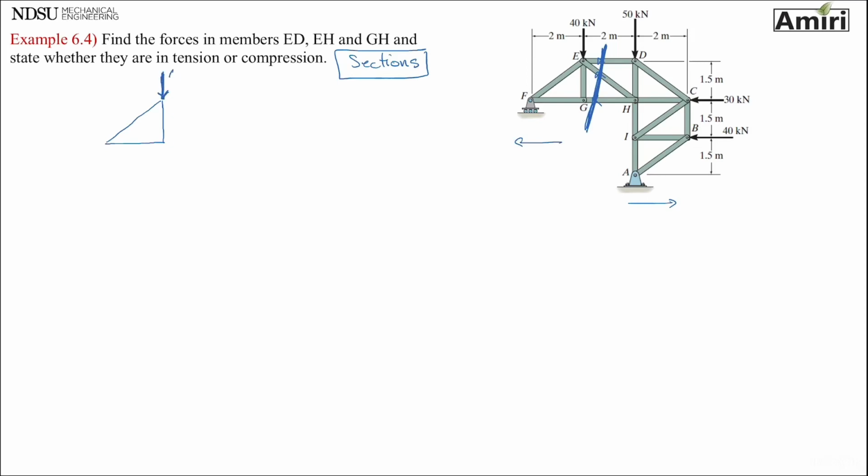Point E has a 40 kilonewton. Now, do you see I don't draw the half cut members here, ED or EH or GH. I just want to have a simpler, more clean free body diagram. That's point G, that's point F. Point F is a roller, so it has an Fy.